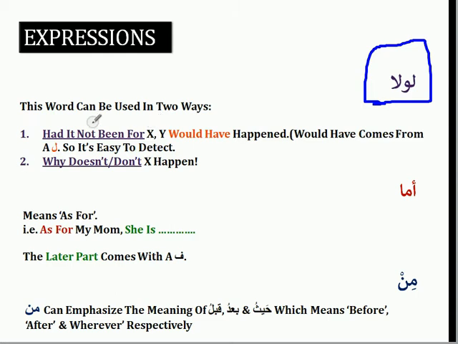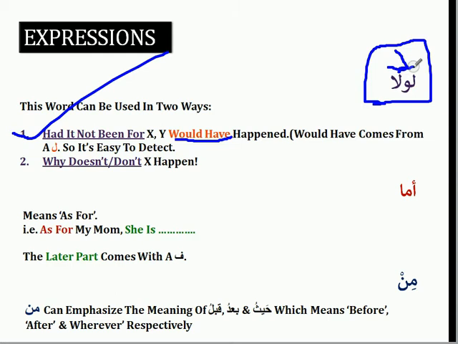Laula, this can be used in two ways. Number one, had it not been. Laula, had it not been, this would have happened. Had you not gone there, you wouldn't have been embarrassed. So as a result of that happening, you faced this, something like that. And where did this would have come from? This comes from this la.